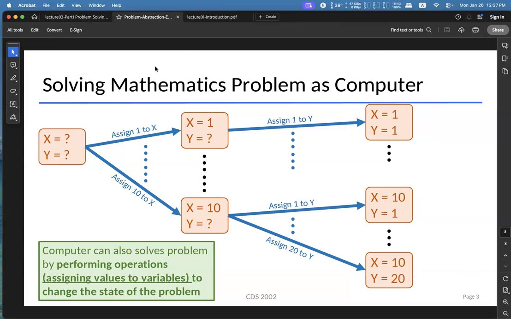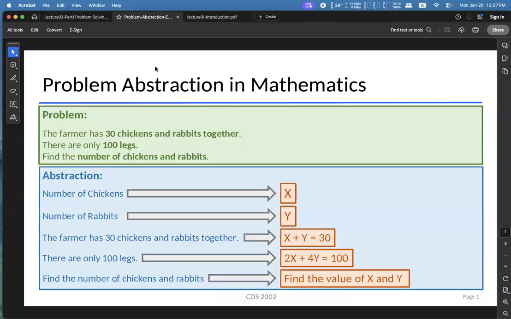Instead of assigning the computer to try out different kinds of operation, I just let the computer assign a number to X and assign a number to Y. Because we know that the total number of chickens and rabbits is equal to 30, no matter how big X and Y will be, the number will be from 1 to 30, or from 0 to 30.